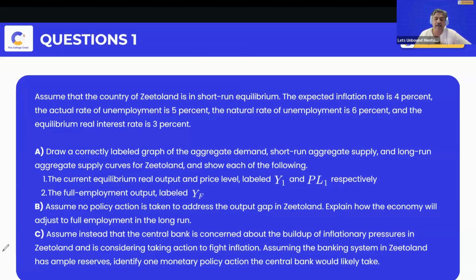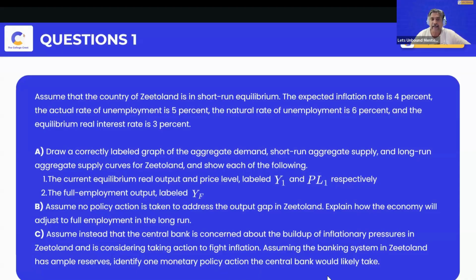Okay, so if there is an inflationary pressure and we need to decide on a monetary policy, and it is a given here that the banking system has ample reserves, so we can say that the central bank would most certainly increase its administered interest rates. It would increase the interest rate so that it can control the supply of money in the market and therefore reduce the inflationary pressure. So the answer to part C is a decrease in the supply, which would be attained by increasing the interest rates.